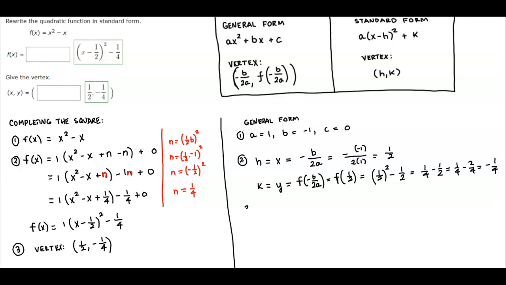So now we know that the standard form is f of x equal to a times x minus h squared plus k. We know the value of a is 1. We know x minus h is x minus 1/2, squaring that, and then k is minus 1/4. And again, we can determine from here that the vertex is (1/2, -1/4).